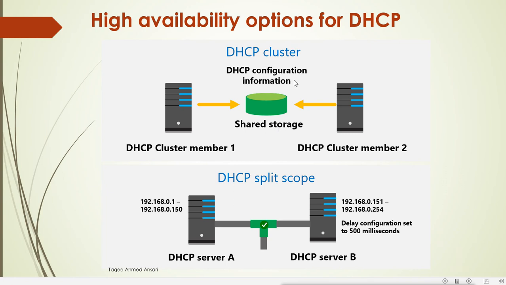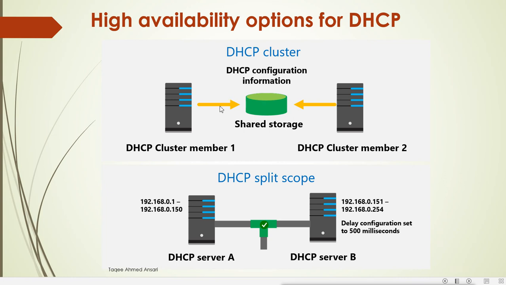Cluster, that means we can configure the failover cluster for DHCP. So we can configure the failover cluster. If one server goes down, then the other server will start giving the IP addresses. But remember, in DHCP we should not have two servers active at the same time. We should not use a load balancing cluster.